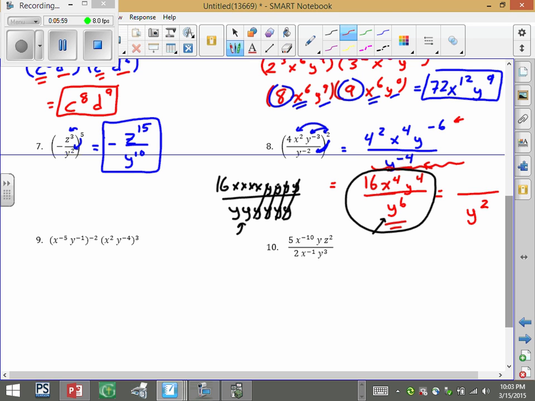There's nothing to cancel with the 16, and there are no x's to cancel. And as you can see, when I expand it all the way out, all the y's are gone from the numerator. So there's my final answer.